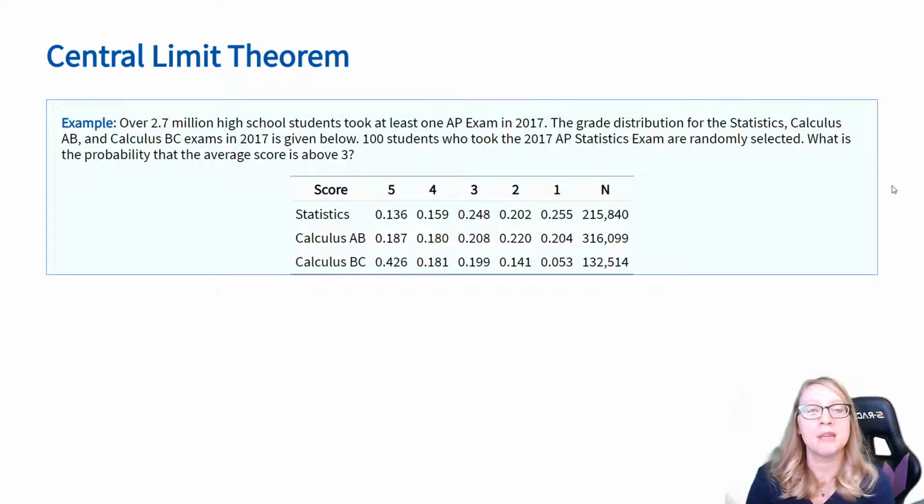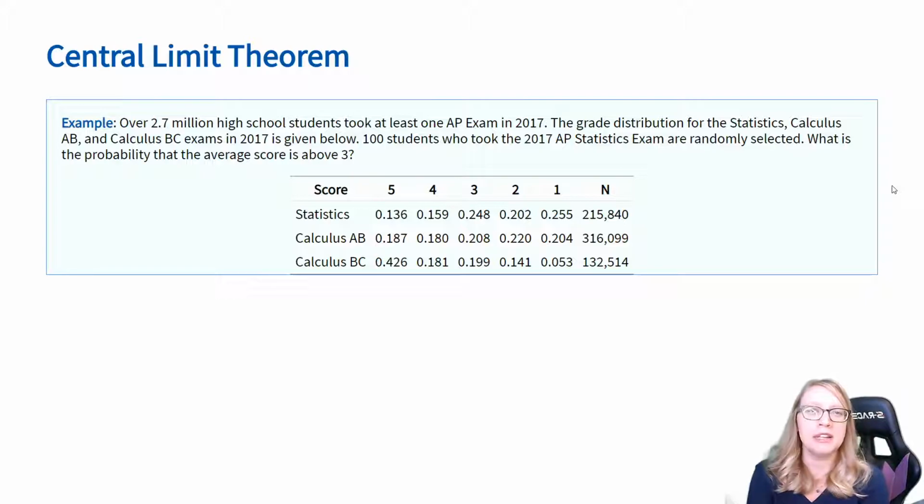The AP exams are graded on a score from 1 to 5. Typically, college credit in the subject is awarded for a score of 4 or higher. So that's what most students are aiming to get in order to get college credit. On the AP exam for statistics, about 14% of students got a 5, which is the highest score. About 16% got a 4, about 0.245 got a 3, and so on.